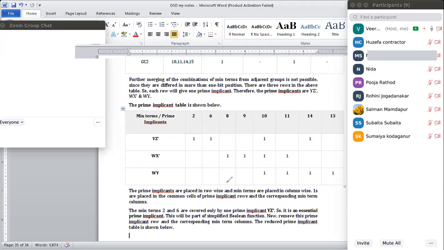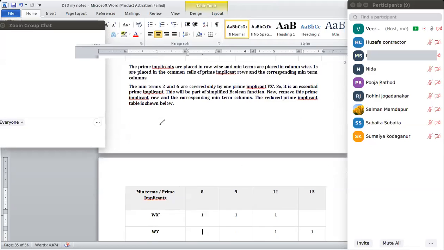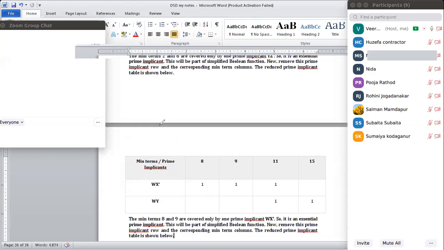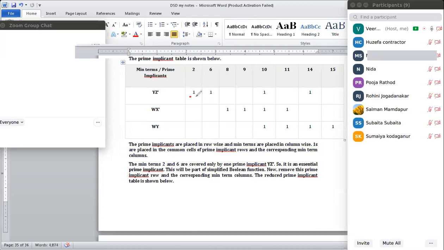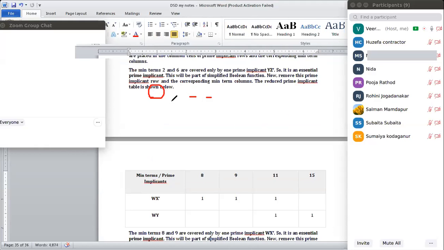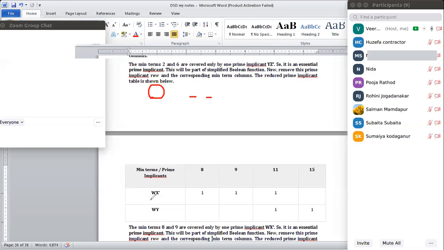So in the next step, what will I do? I'll just remove the first row, where 2 and 6 are also removed, because only 2 and 6 are essential from this YZ bar. Then what is remaining? WX bar. So now check whether WX bar covers 8, 9, 10, 11.